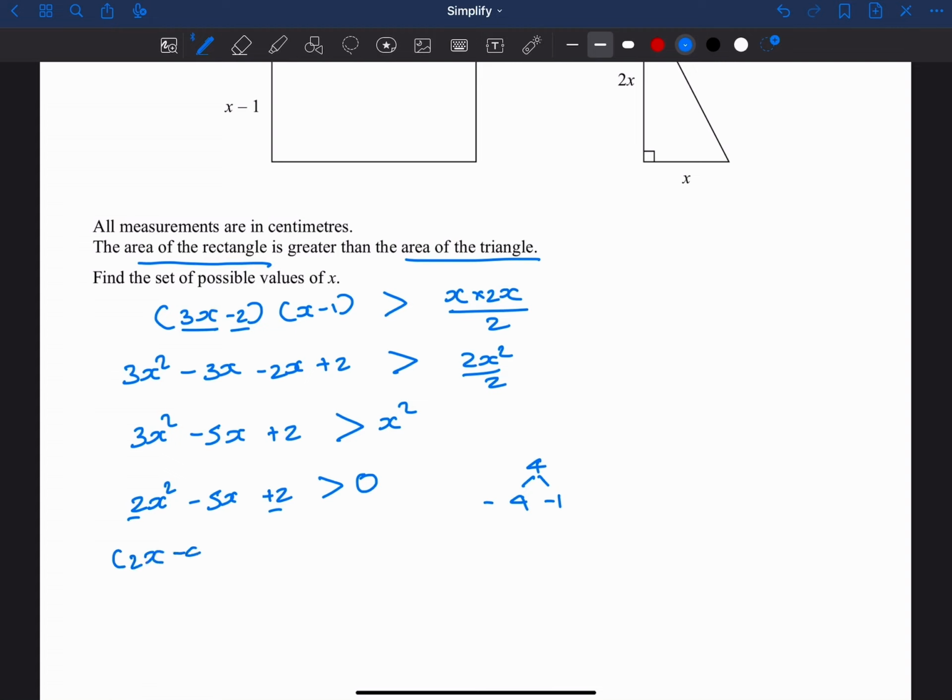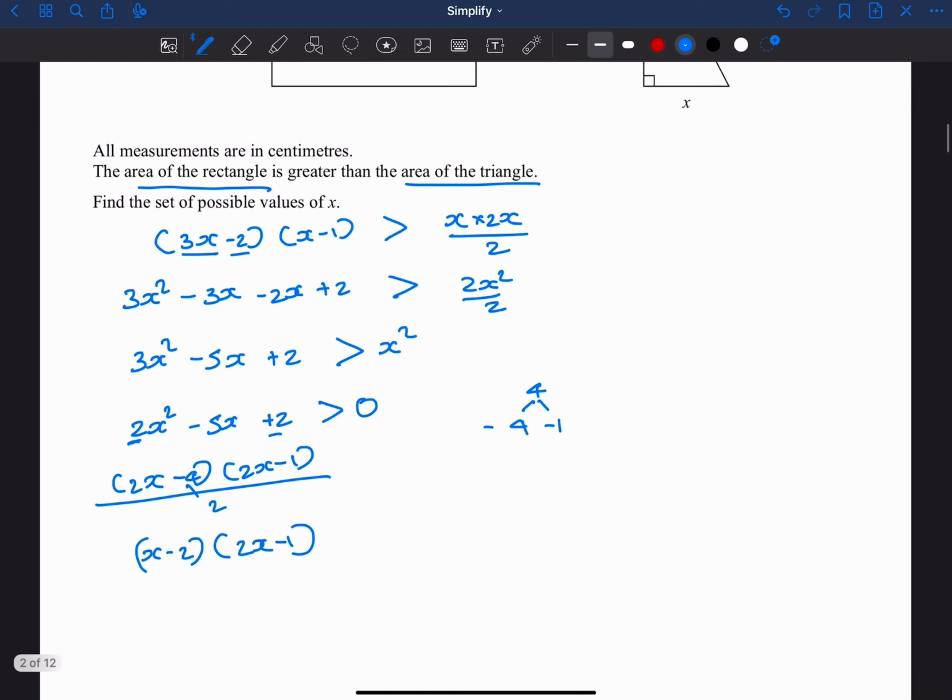2x minus 4, 2x minus 1, divided by the front number, which is the coefficient of x squared, which is 2. That will take care of that. X minus 2, 2x minus 1. Remember, if I try to put this on a number line, so okay, let me just get the answer. X is 2, or x is a positive half. 2 and a positive half, the half is a small number, so it sits here.